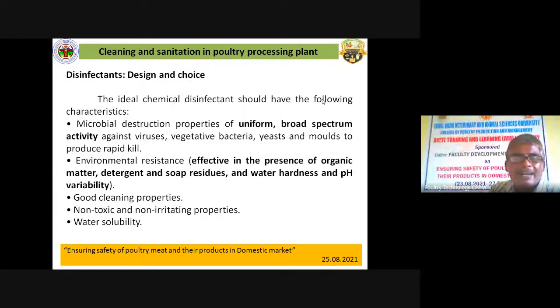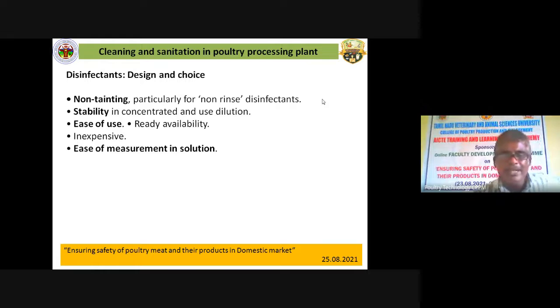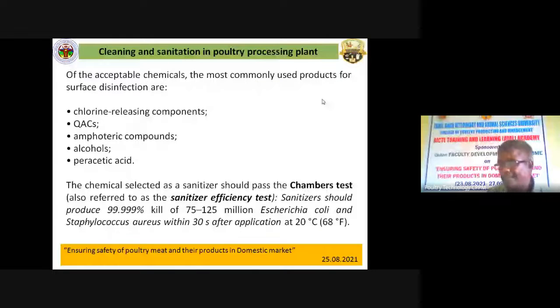These are the ideal properties of a disinfectant, which never exists. It should be non-toxic, non-irritating, and it should have better water solubility so that it can reach all the areas on the food contact surface. But these are expectations from the ideal disinfectant, and in reality, no one disinfectant has all these properties. So on the majority of occasions, we use a combination of disinfectants to achieve all these properties. In addition to the ideal properties, we also expect that the disinfectant should be non-tainting, stable, easy to use, inexpensive, and the concentration of that particular disinfectant in solution should be easily measured. These are the requirements of the ideal disinfectant, but such a disinfectant never exists.